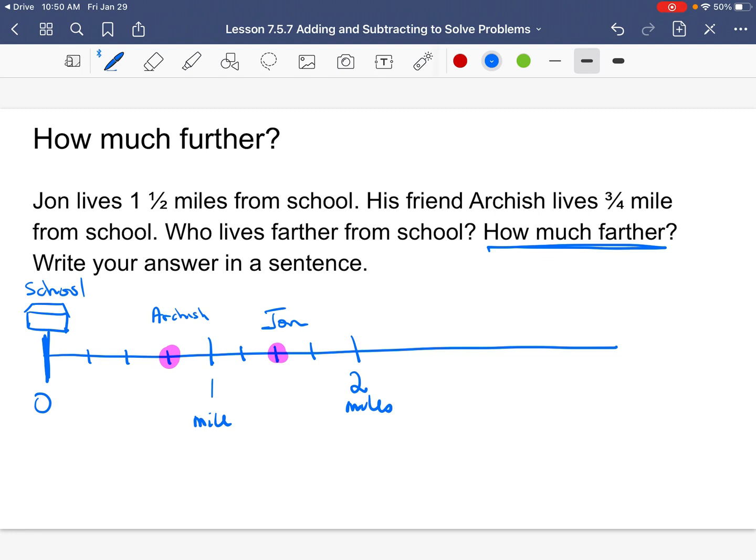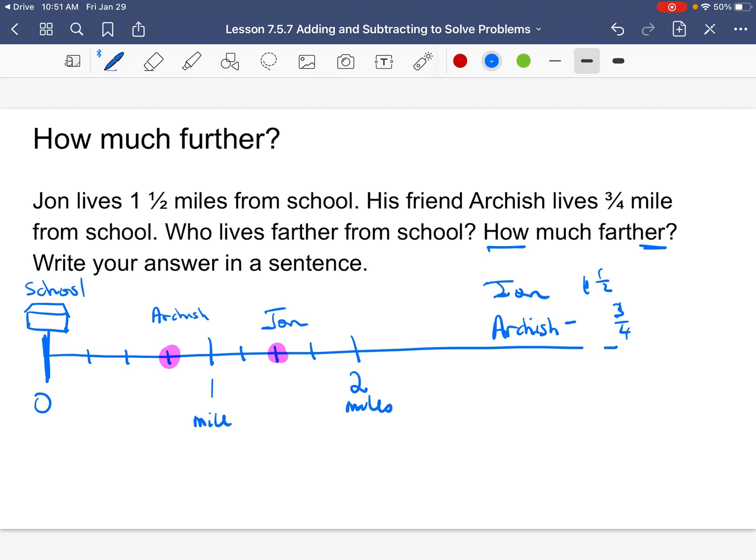So John lives 1.5 miles from school. So I'm going to say John 1.5. Archie lives 3/4. So I want to know the difference between the two of those. So I need to do a subtraction problem. I've organized my information here so I can see that I need to subtract Archie's distance from John's distance. And John's distance is a mixed number, so I need to write them as improper fractions.